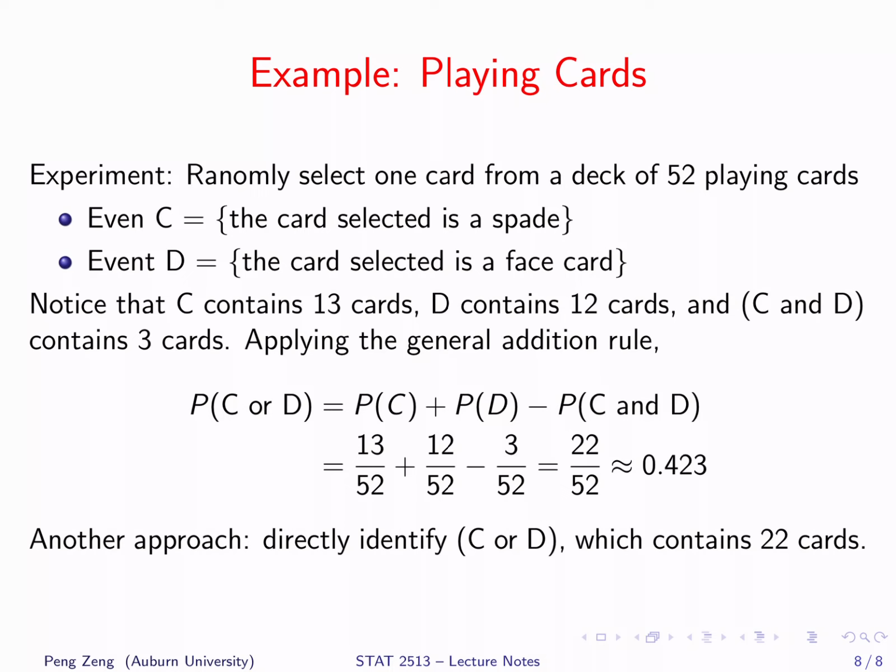Consider the experiment of randomly selecting one card from a deck of 52 playing cards. Let event C be spade cards. Let event D be face cards. In order to calculate the probability of C or D, we can calculate it as the probability of C plus the probability of D minus the probability of C and D. We need to figure out each probability one by one.